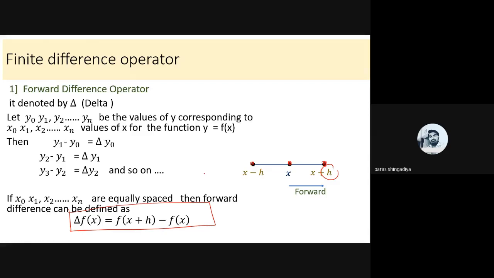And then we apply delta to this fx value, so it will be f of x plus h minus fx. Okay, that is the first one.